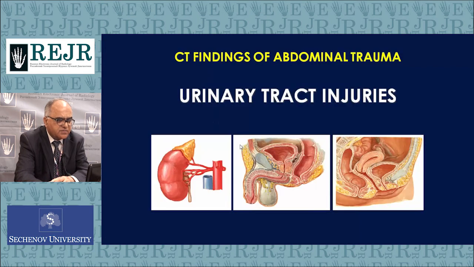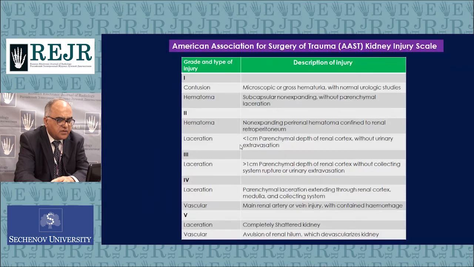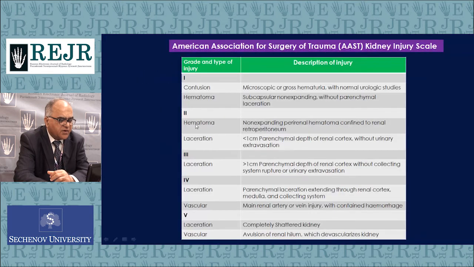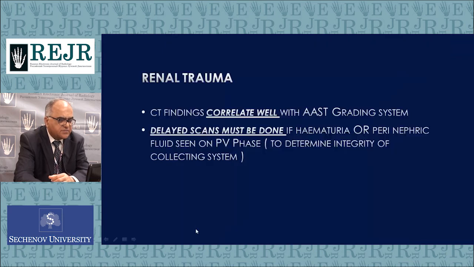Urinary tract injuries. There is an injury scale devised by the American Association of Surgery of Trauma. Again, this is from grade 1 to grade 5, depending on contusion, hematoma, laceration, and vascular injuries. CT findings correlate well with the AAST grading system.